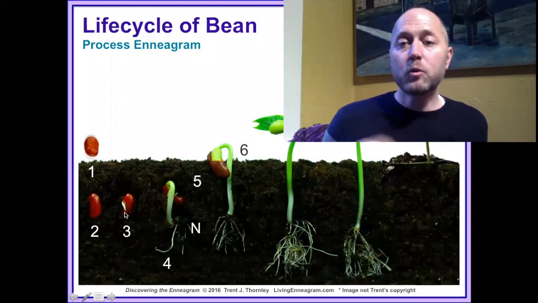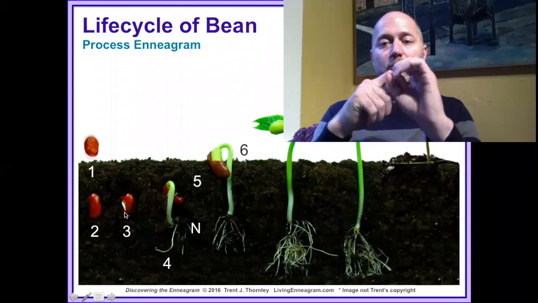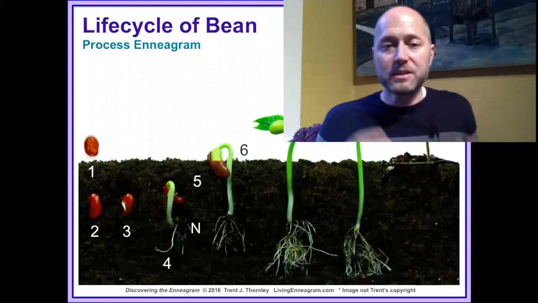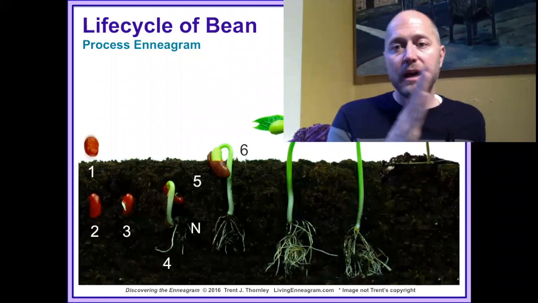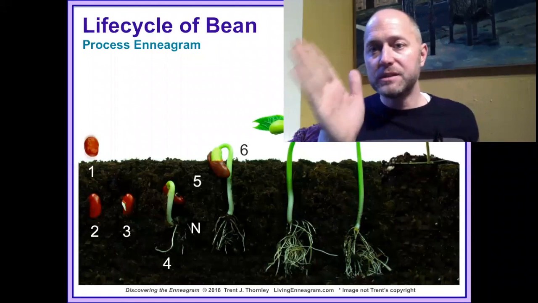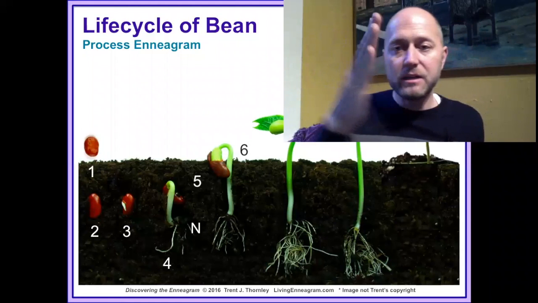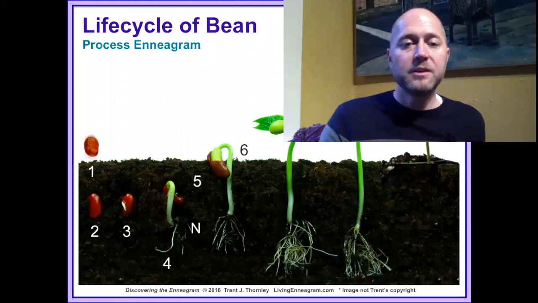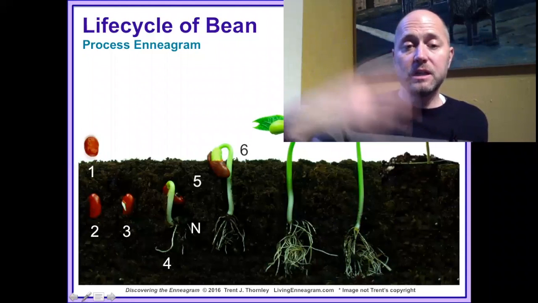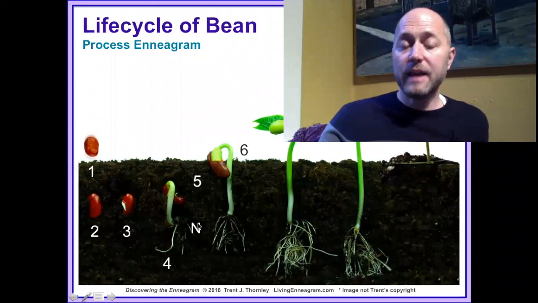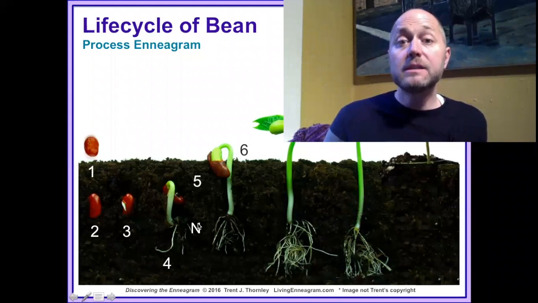The seed quickens. There's a part in the seed called the radicle that quickens, and it comes to life at point 3. And it responds to the environment by breaking out of the seed and starting to root down. So at point 4, it's rooting down to find more water so that it can continue the process of growth. And then at N, this is the nadir of the Enneagram, the seed dies.